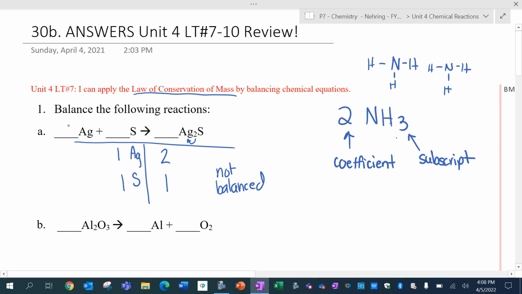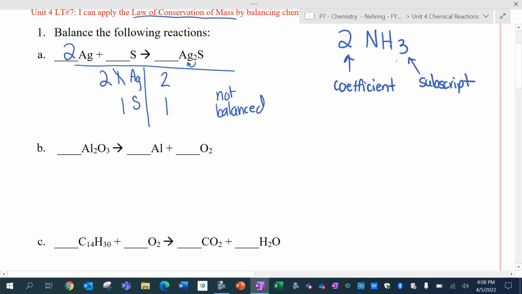Over here on the left, I can put a coefficient in front of my silver. Now I have 2 atoms of silver on the left, and look, everything's balanced. Hooray! I just want to check to make sure my number of each atom is the same on the left as the right. So let's try this with another one.